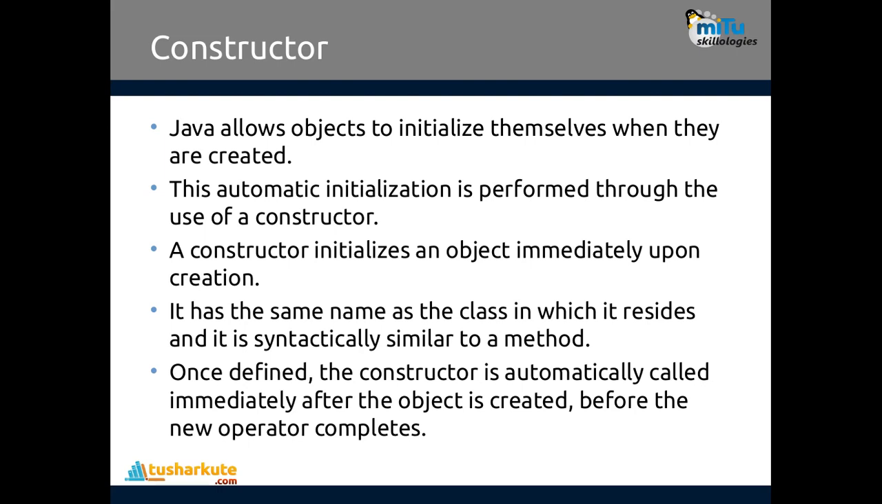Just like in the previous example, I gave the value of radius from user input with the help of the input function, but it's not like that. We are going to assign this value of radius to the object C when it is created. So how to do this? This automatic initialization is performed through the use of a constructor.